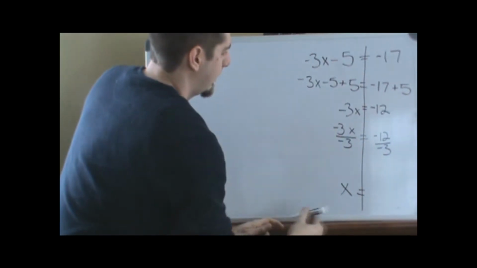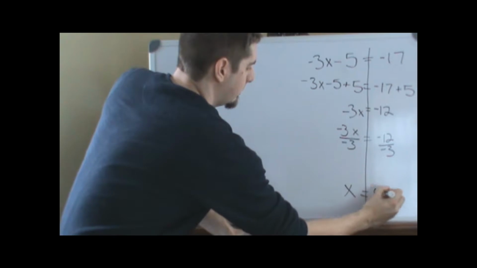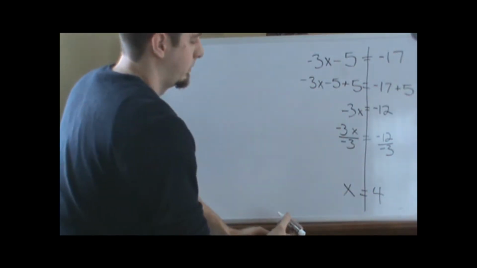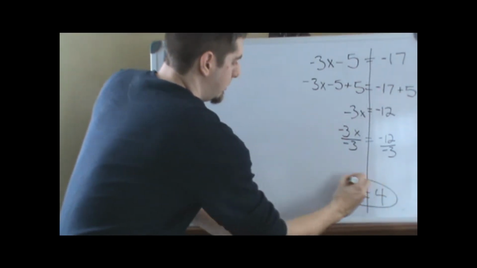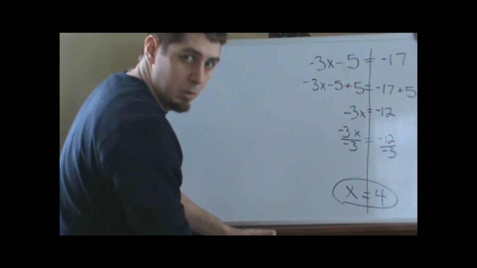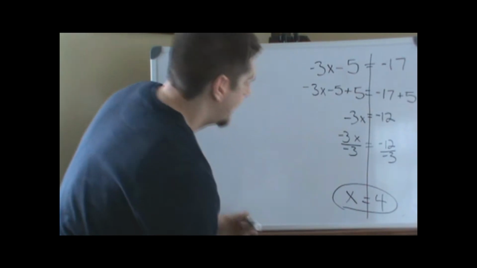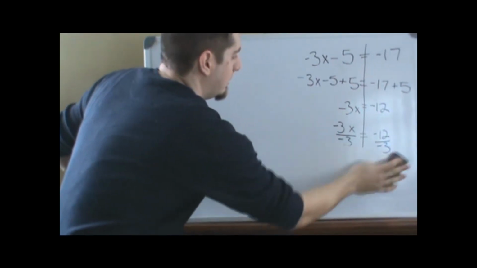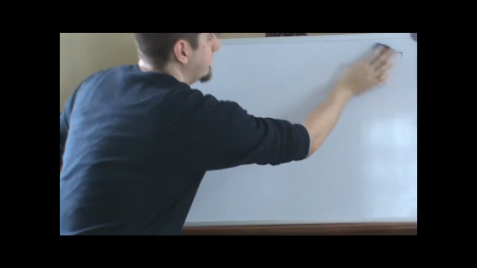Negative 12 divided by negative 3 gets you an answer of positive 4. Again, you can plug that 4 into your equation to check your answer. I'm not going to do that this time. And that is the end of this video.